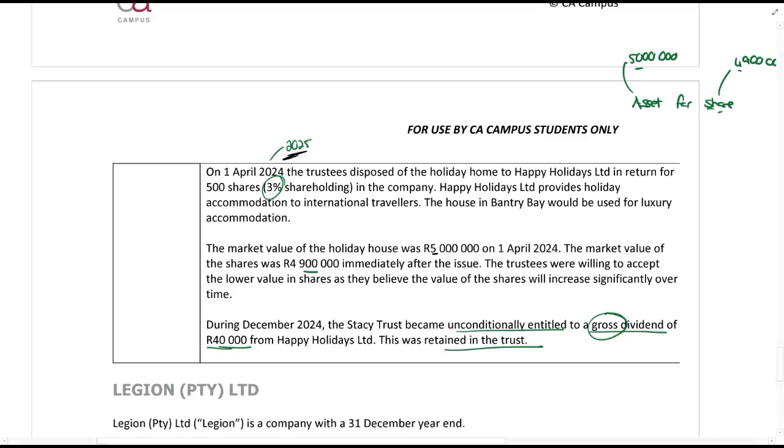Right, so that's what we basically sold it for, 4.9 million. The trustees were willing to accept the lower value as they believe the value of the shares will increase significantly over time. During December 2024, the Stacey Trust became unconditionally entitled to a gross dividend of 40,000, and this was retained in the trust. Okay, so let's just take it one step at a time. Disposal of the holiday home.